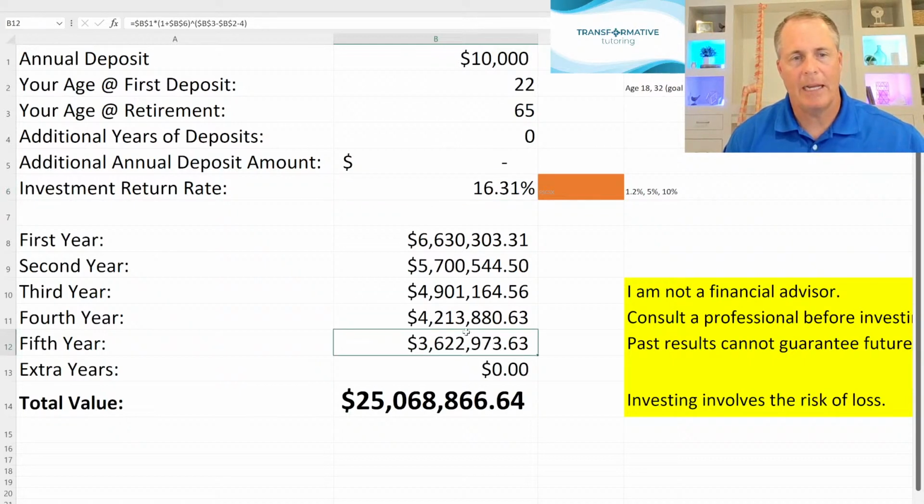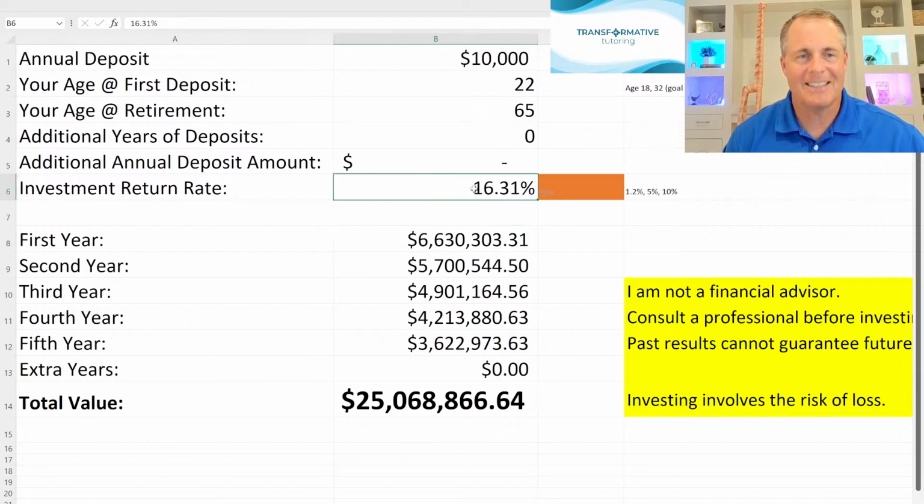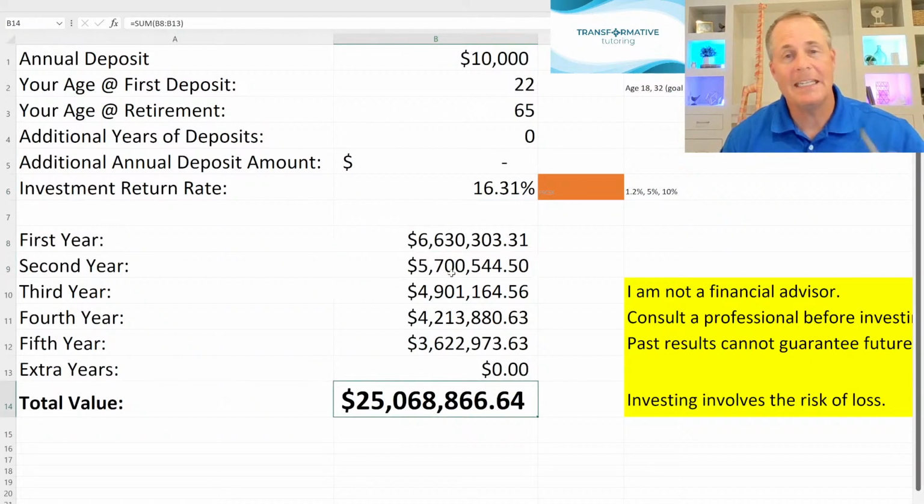We saw that already. But the money that you put in that very first year when you were 22, that sat in there for 43 years. And you can see the difference from 39 years to 43 years. It went from 3.6 to $6.6 million. Now, the reason why this is happening is because this interest rate is so insanely large. Okay. And if we take this money from the 5 different years and add it up, it's $25 million.